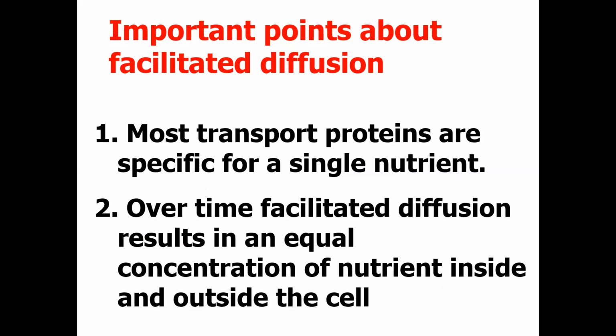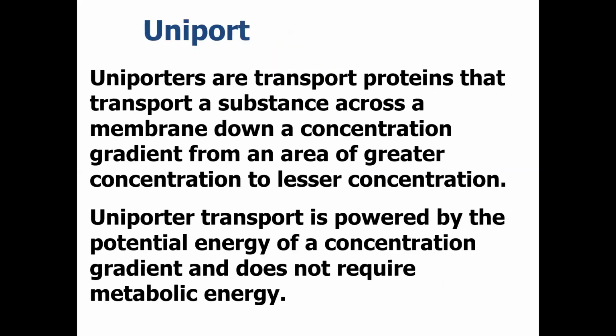Now, the important points about facilitated diffusion. Generally, facilitated diffusion is carried out by using a carrier protein, which is known as a permease, or it is also known as a channel protein. And this facilitated diffusion results in an equal concentration of a nutrient inside and outside the cells. And this protein, which is involved in facilitated diffusion, is known as a uniporter. Uni means single. It allows the passage of only one type of molecule.